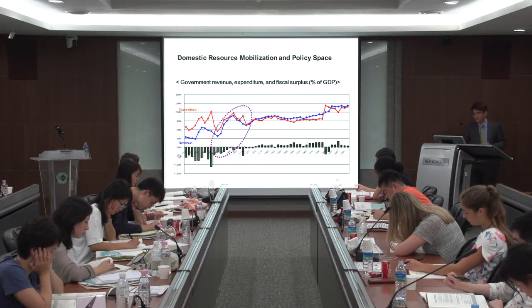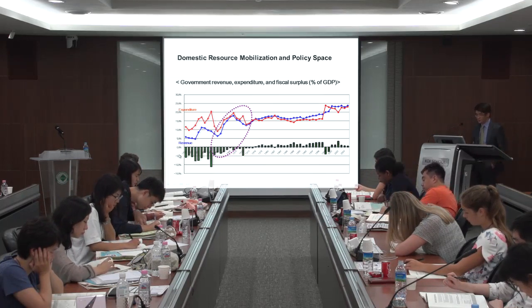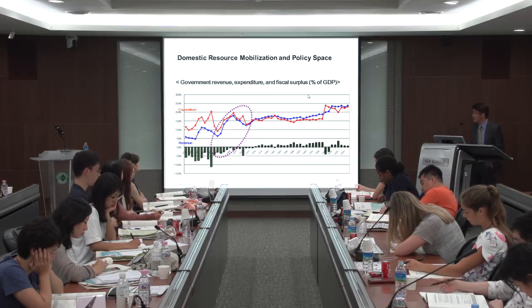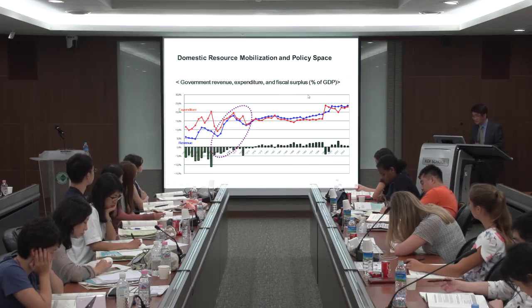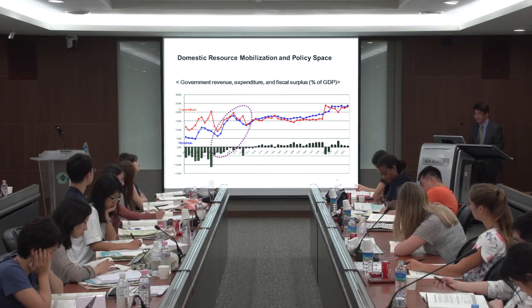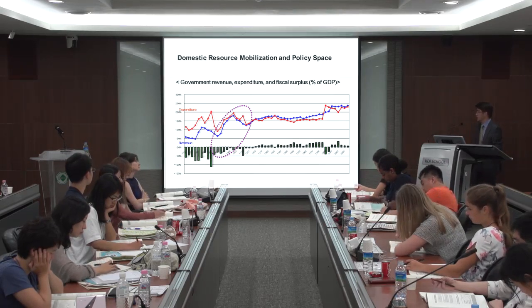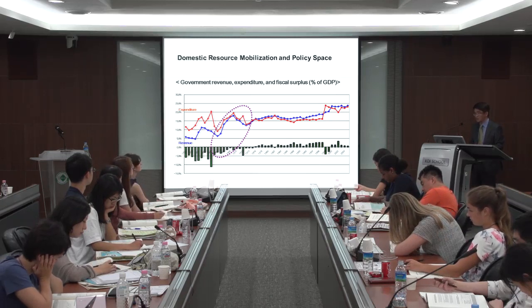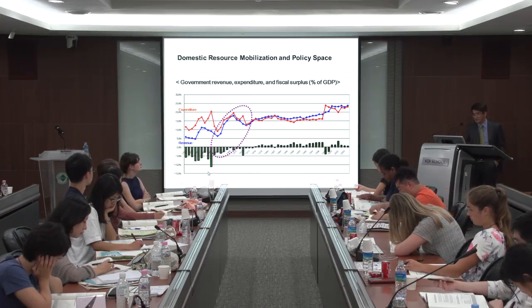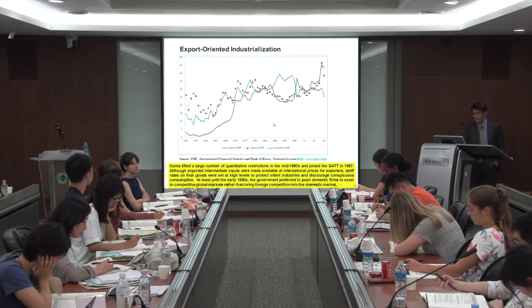Okay. So by having greater domestic resource mobilization, the Korean government now relied less on foreign capital and foreign aid, and thus acquired more policy space to pursue its own policy. Okay.